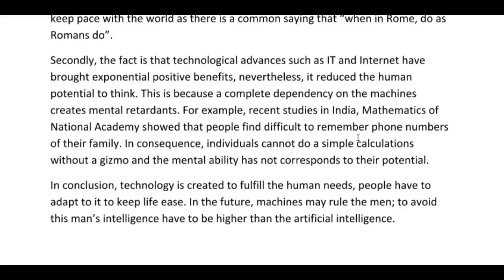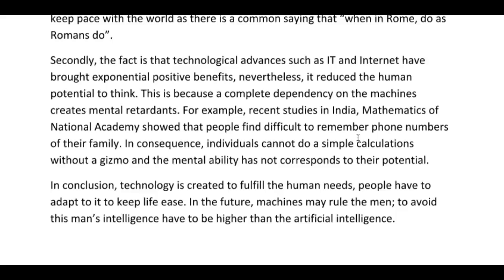So let's see. It's a good argument, and I can grasp what you're saying, but I wouldn't have said phone numbers. I would have said, for example, recent studies in India by the National Academy of Mathematics showed that people find basic arithmetic difficult. As a consequence, individuals cannot do simple calculations nowadays, and this is most likely due to the abundance of calculators and mobile phones.